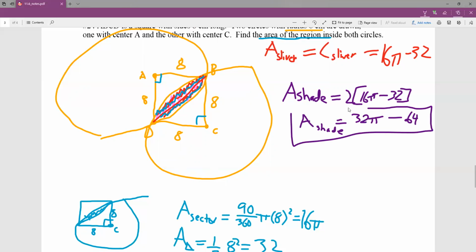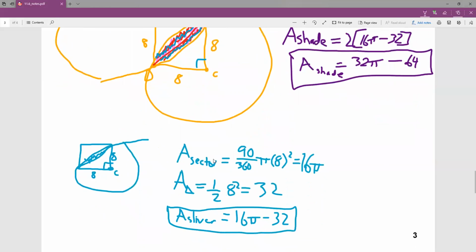And that's the answer. That's the area, that whole shaded area region. There is another way to do it. And if you guys find out the other way to do this problem, then let me know in the comments below. All right.